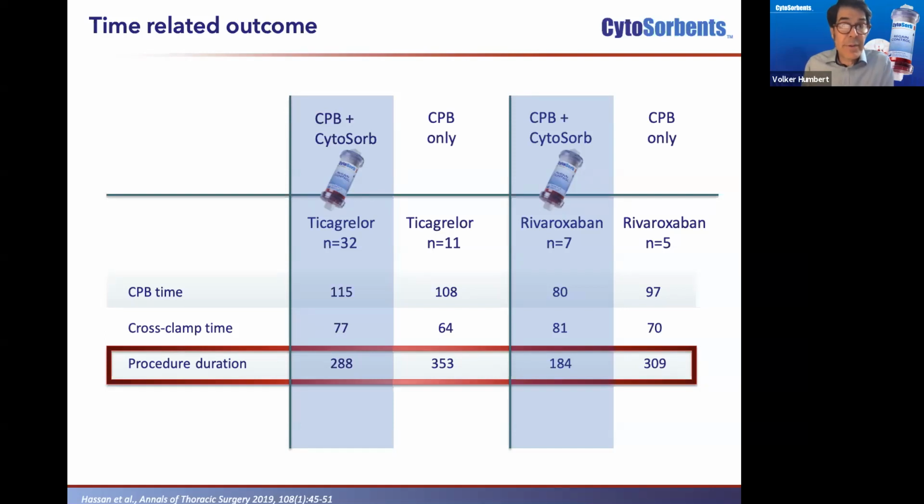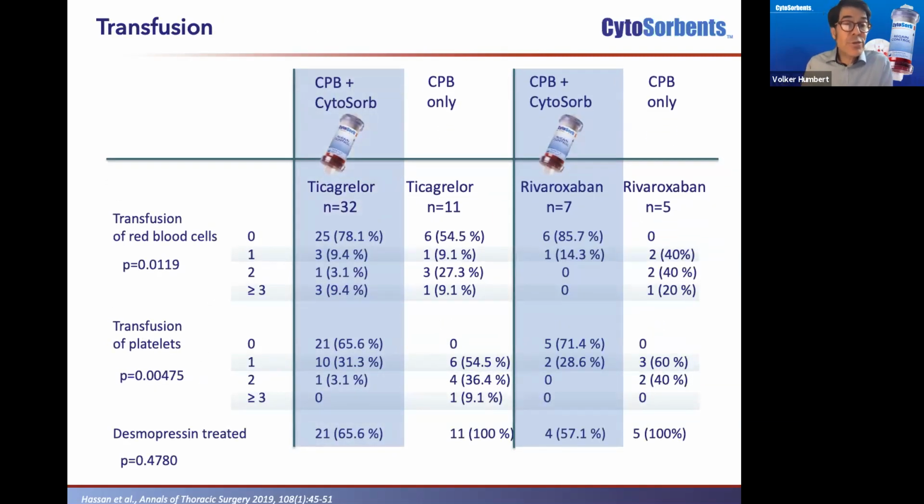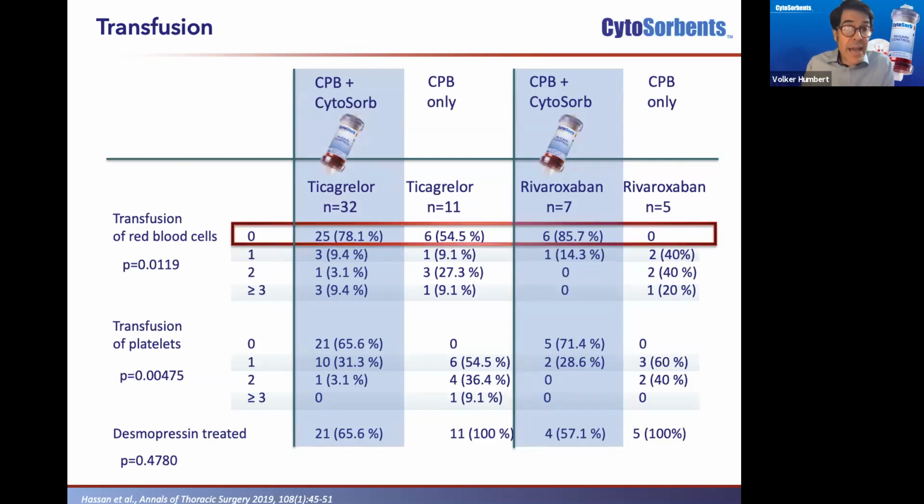of the cardiopulmonary bypass. And this was also seen in the fact that by far fewer patients needed transfusions. So here, nearly 80% of the ticagrelor patients did not require any transfusion of red blood cells, whereas this was only given for 50% of the patients in the control group. In rivaroxaban, the difference was even more pronounced. I mean, there are smaller numbers, so one shouldn't overrate it, but anyhow, 85% did not require any transfusion, which was not given at all in the CPB only group.